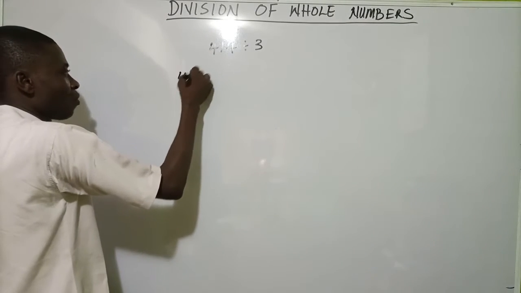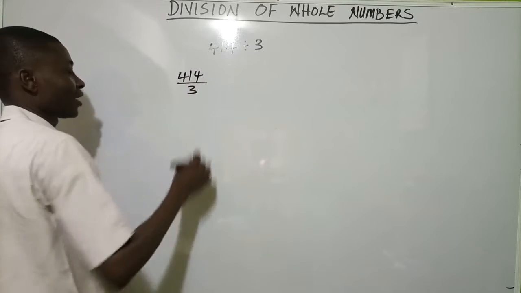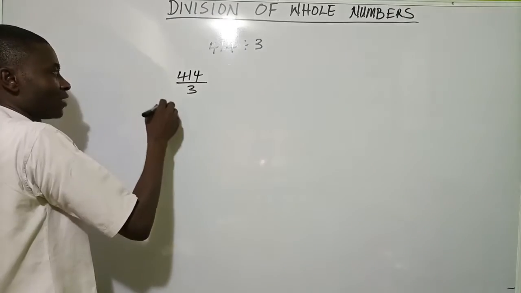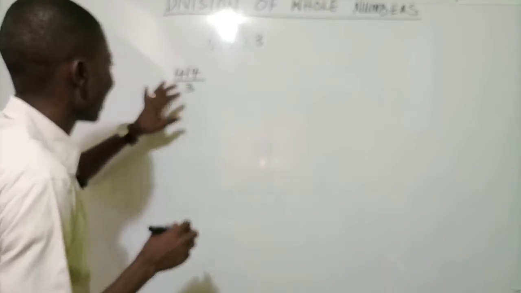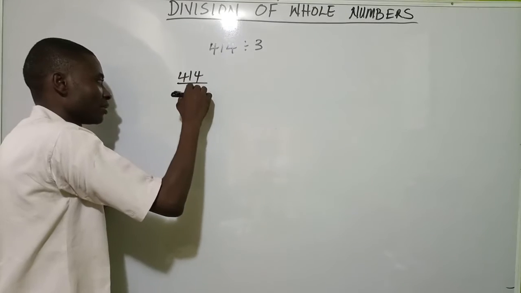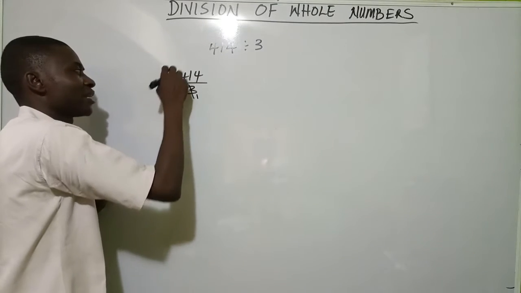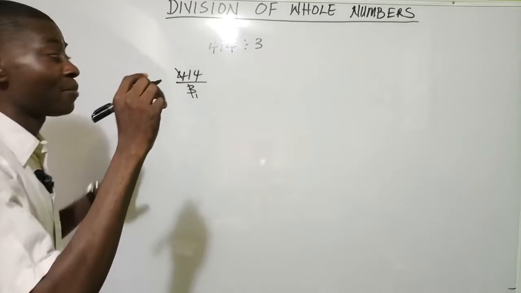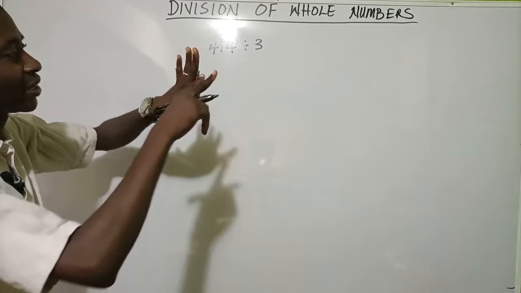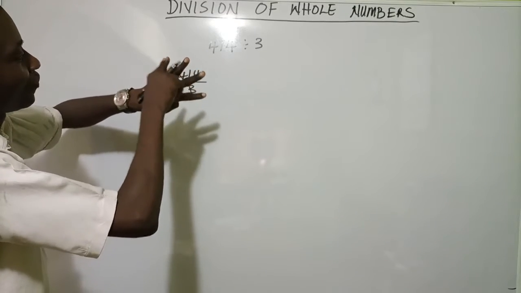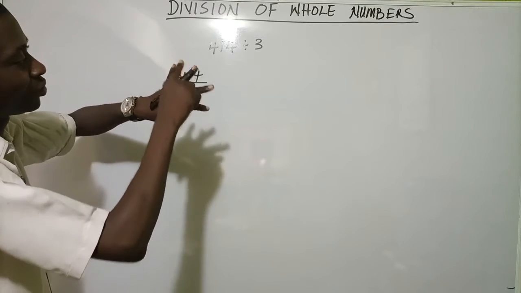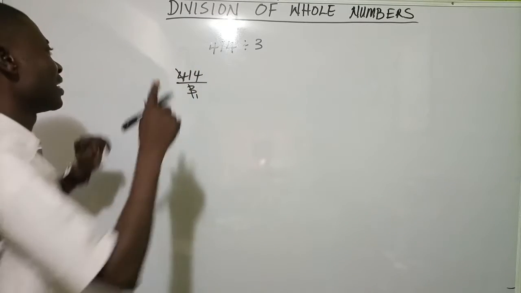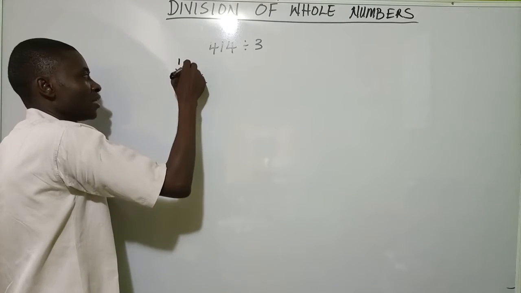This is saying 414 over 3. Now, what does this mean? How will I do this? This simply means you ask yourself, how many 3 do you have in 4? 1, 2, 3, 4. How many 3 do I have there? It's just 1, remainder 1.